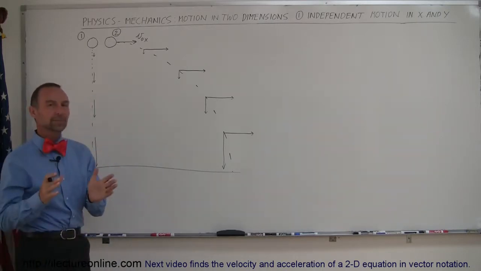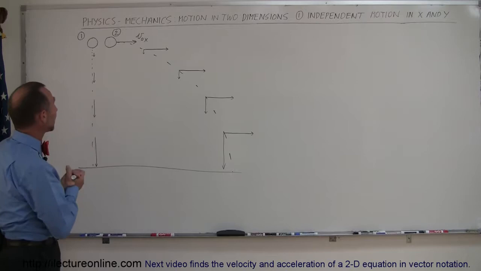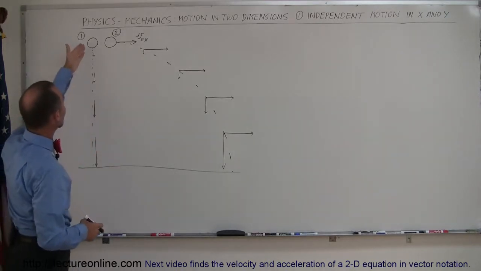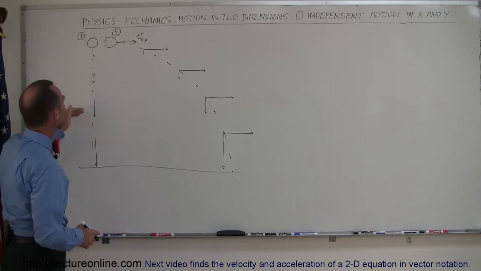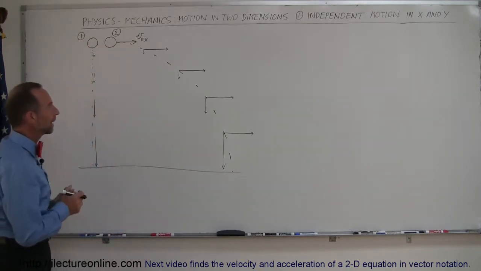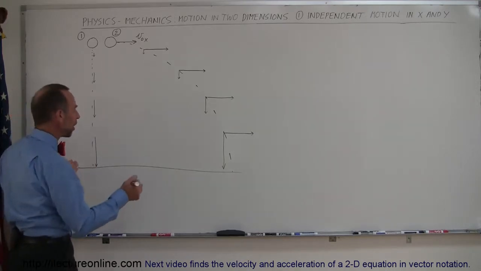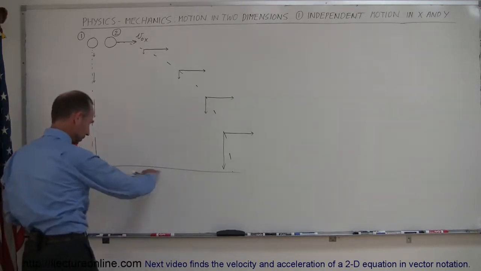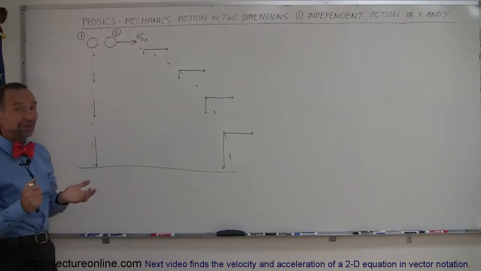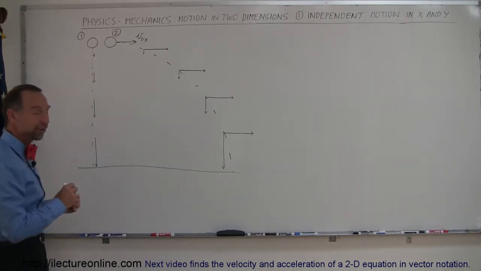In order to understand a little bit better, let's take a look at our example here. We have two objects, let's call them balls. One that's simply dropped from a certain height, and one that's thrown horizontally outward, also from the same height. The question, of course, is which ball will hit the ground first? The answer is they will both hit the ground at the very same time.